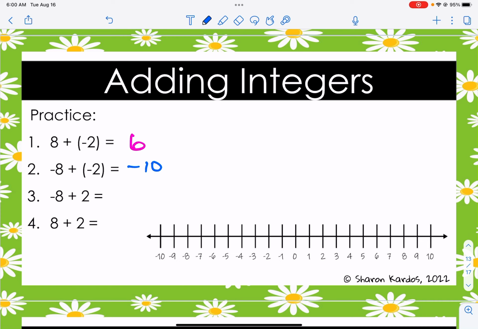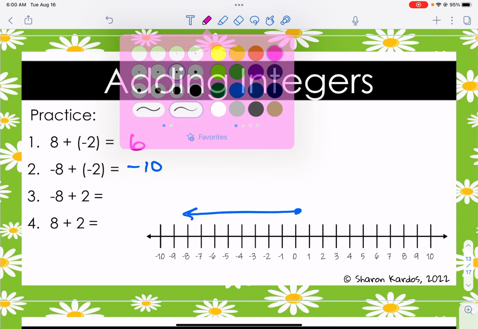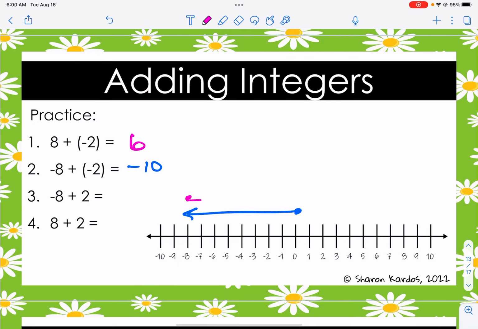Problem number 3 says negative 8. So I'm going to start on 0. I'm going to go to negative 8. And then the second number in the problem says positive 2. So I'm going to hop forward 2, and I wind up at negative 6. Check it or change it.